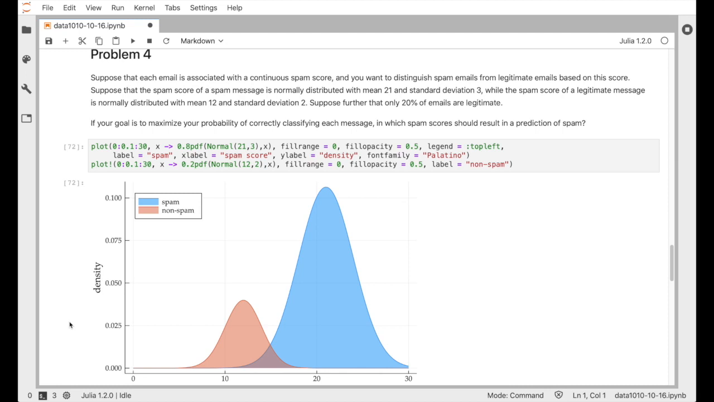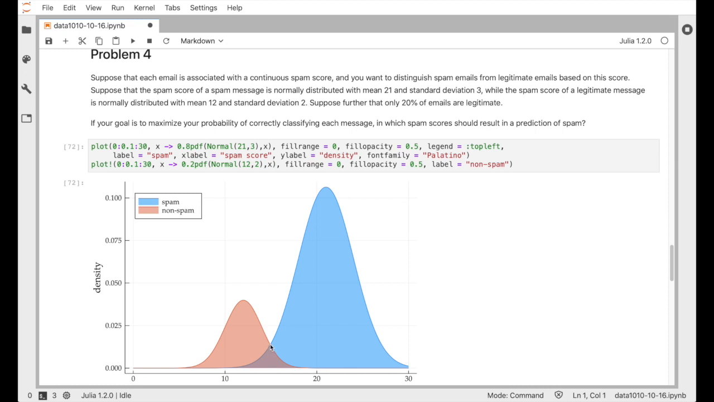What's the probability that I get it right when I get a particular message to classify? So what you can see pretty clearly is that if you have a spam score that's like 10, you're well in this region where the messages are legitimate, and so you should classify it as legitimate. Whereas over here, it definitely looks like spam, so you should classify it as spam. And in between, it's more murky.